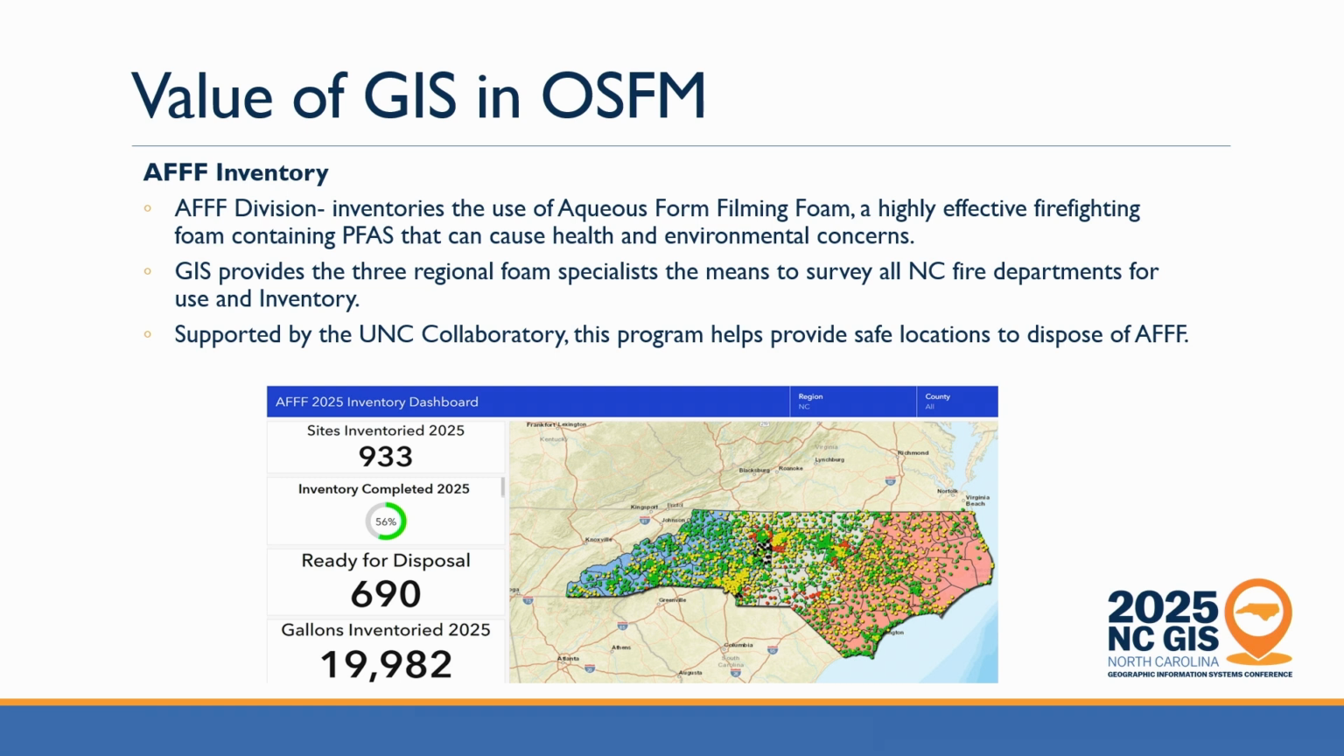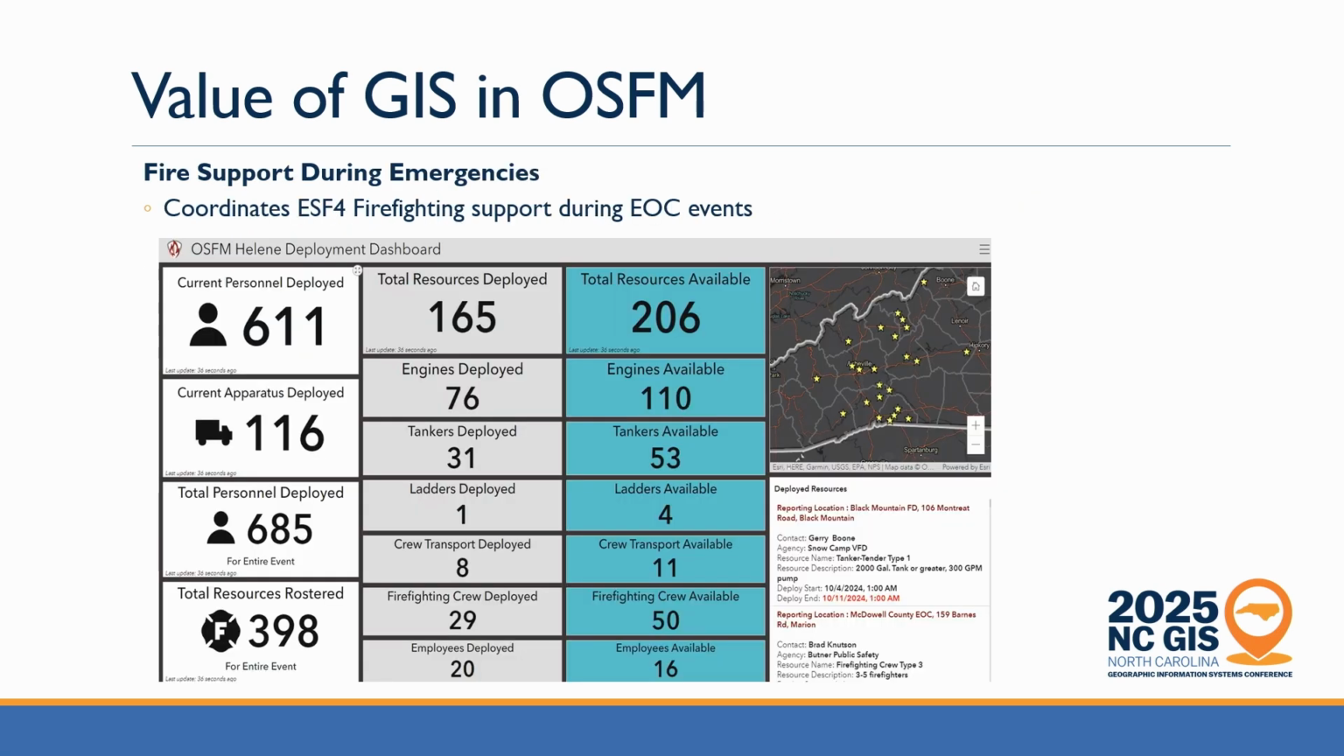We have an AFFF division. AFFF is aqueous film forming foam. It's a highly effective firefighting foam that contains PFAS that can have health and environmental concerns. So GIS provides the 3 regional foam specialists and the main survey of all NC fire departments for use in inventory. This is supported by UNC Collaboratory, and this program helps provide safe locations to dispose of AFFF.